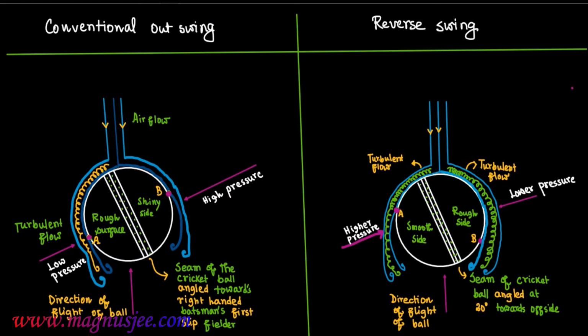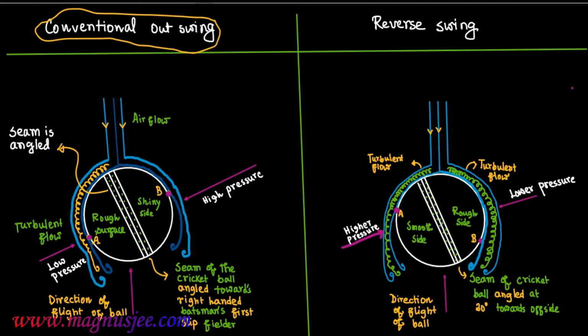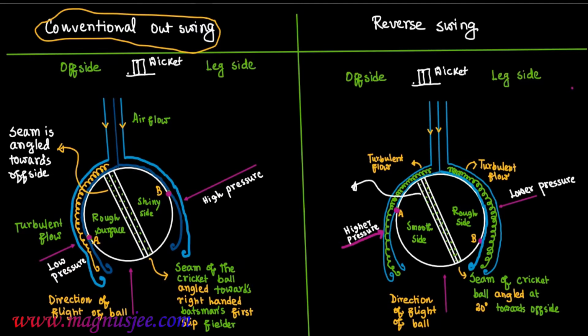For conventional outswing, on the left hand side, the seam is pointing towards the first slip fielder of a right-handed batsman. That means the seam is angled towards offside of a right-handed batsman in this way, and we can draw the wickets at the batsman end. This is the offside and leg side. The seam is pointing towards offside.